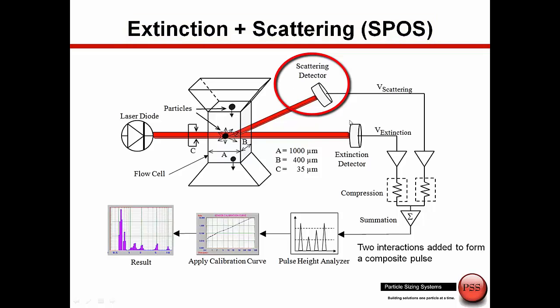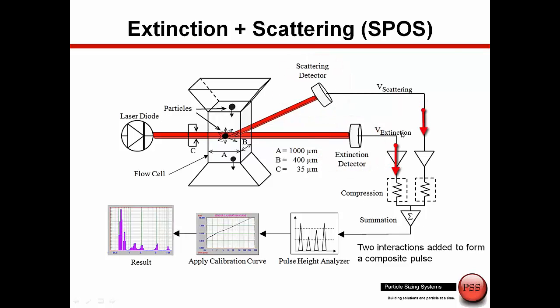So in the sensor used in the AccuSizer systems, we have two detectors, the extinction detector and the scattering detector. Essentially, the extinction detector is used to get information for the larger size particles, and then as we get down near a micron and below, we actually get more information from the scattering detector.